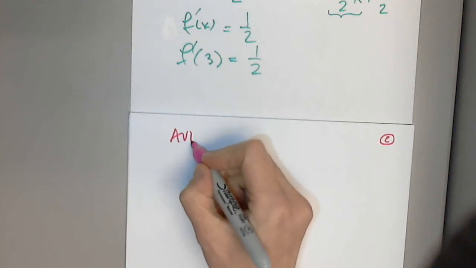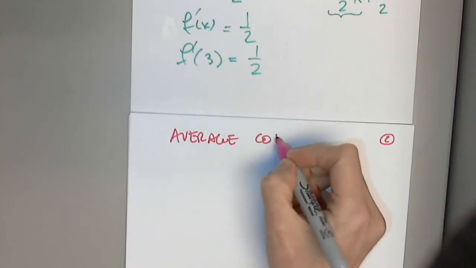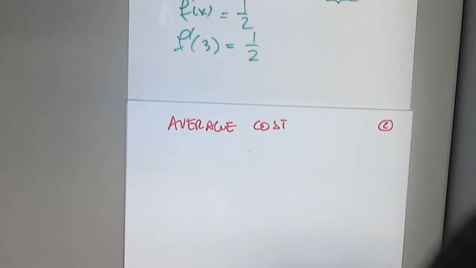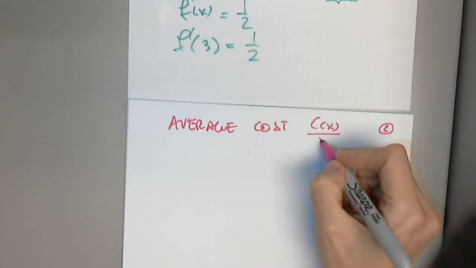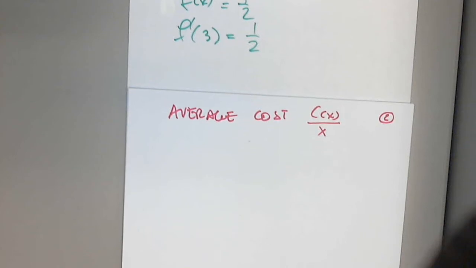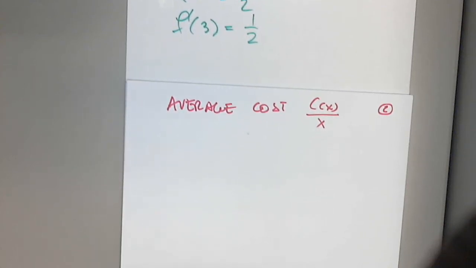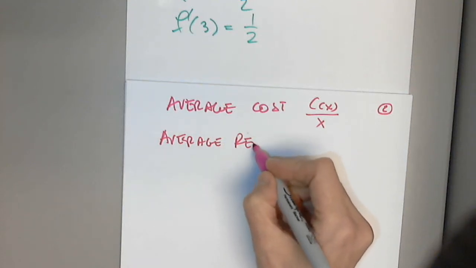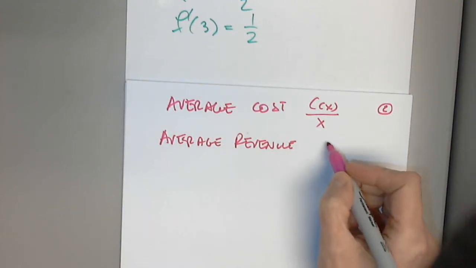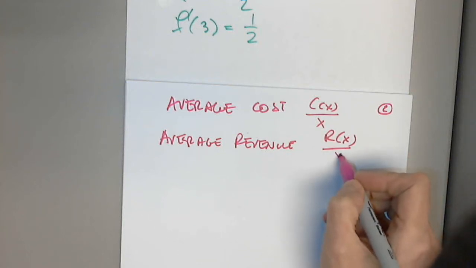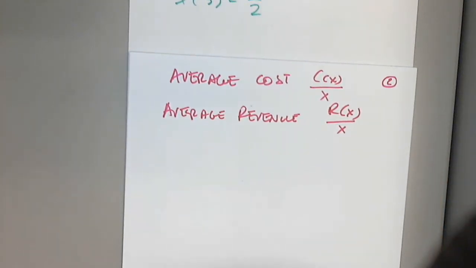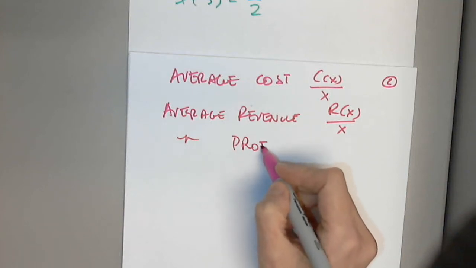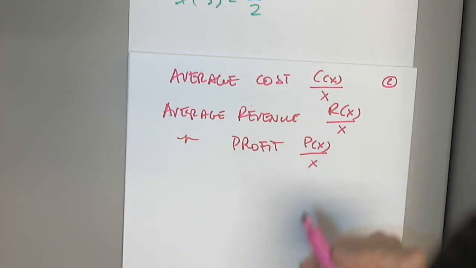So average cost, and I like to look at the problem. The average cost is the cost divided by the number of items. The average revenue, the same thing, R of X divided by X. And the average profit, divided by X, from selling X items, of course.